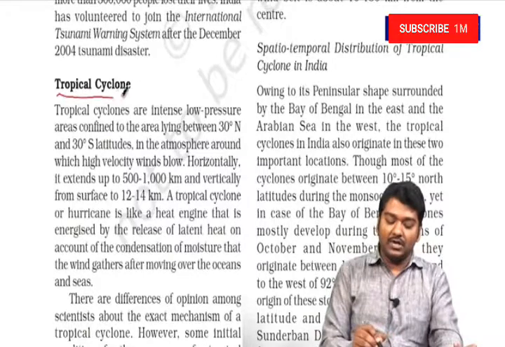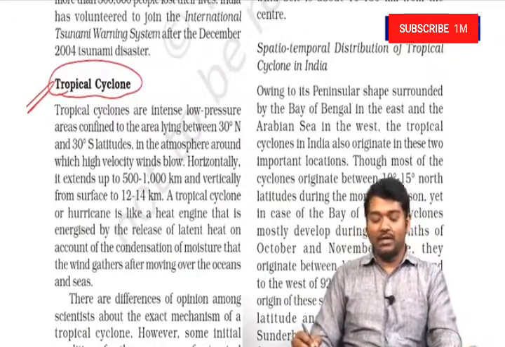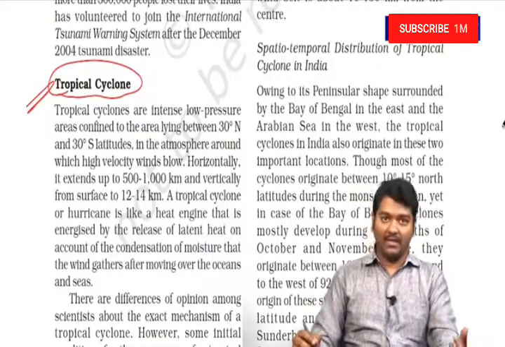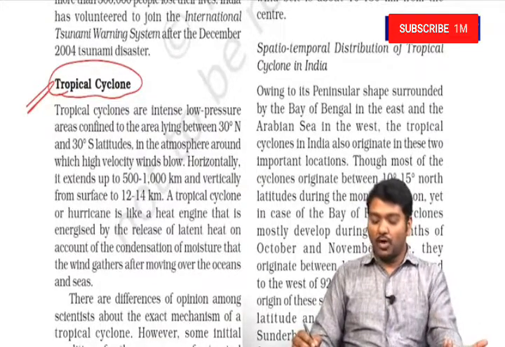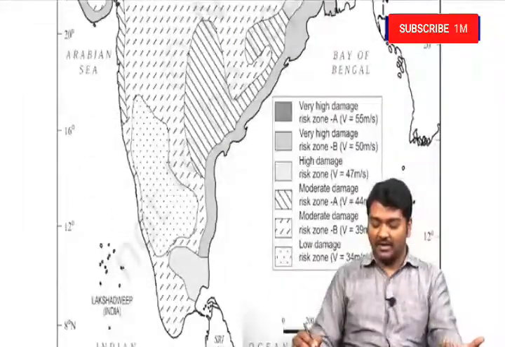Along with that, we also need to talk about the cyclones. We have read about cyclones already, so there is no need to think much about them. I don't want to talk much about it. I just want to tell you the areas which are actually affected by the cyclones.